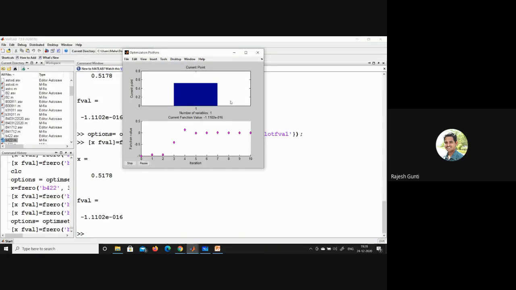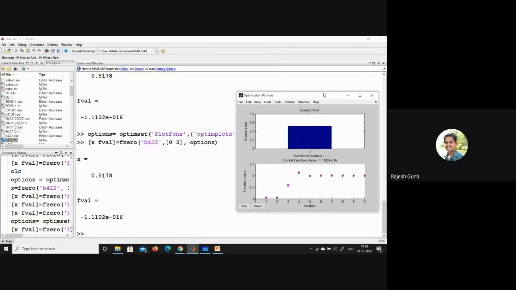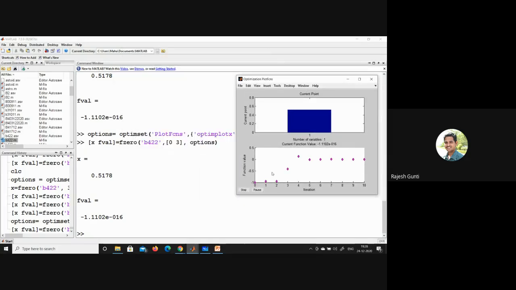F of 0 is minus 1. I have taken this interval. It starts directly from x equal to 0, where the value is minus 1, then x equal to 1 gives some value, x equal to 2 this value, x equal to 3 this value, x equal to 4 this value. I need the function value to be nearer to 0. After 10 iterations, it is almost equal to 0. The function value is minus 1.1102 times 10 to the power of minus 16.